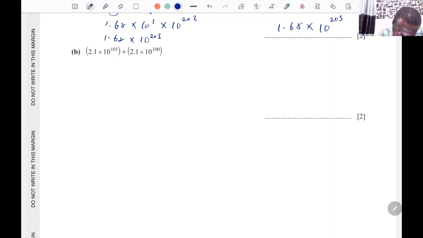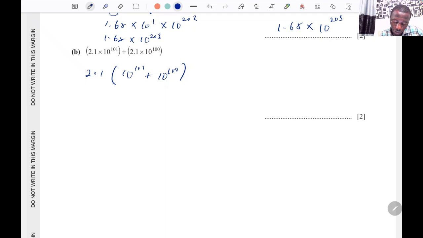So I have 2.1 factored out here. I have 10 to the power of 101 plus 10 to the power of 100. Don't be tempted to add the indices, since the operator here is plus, addition. You only add indices when the operator is multiplication, and you subtract indices when the operator between them is division. Here we have plus.